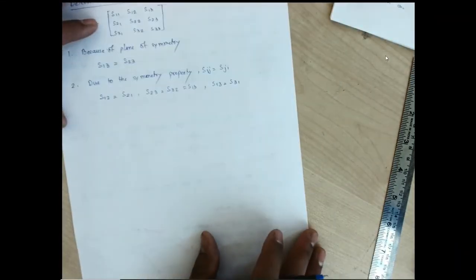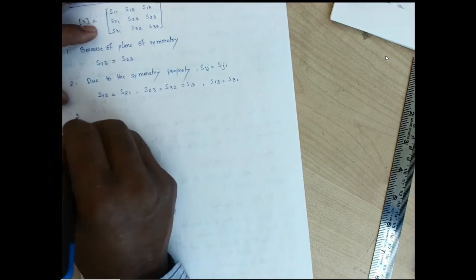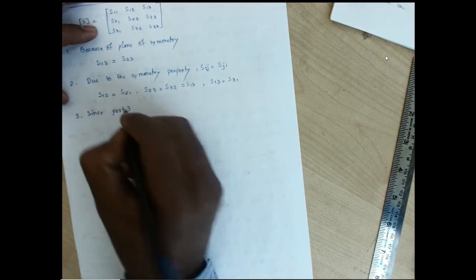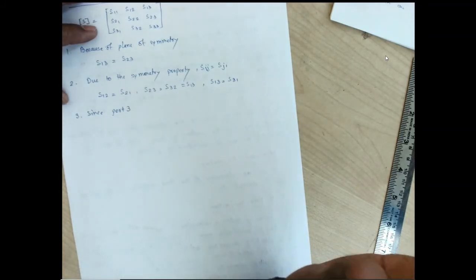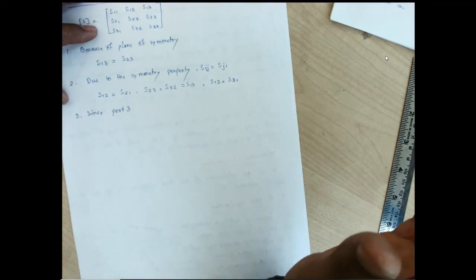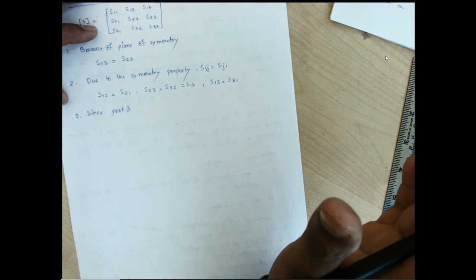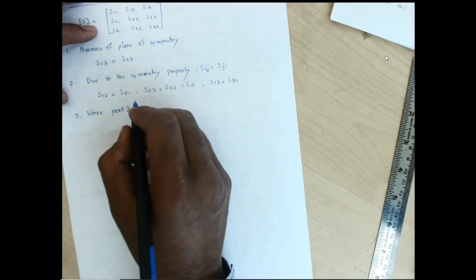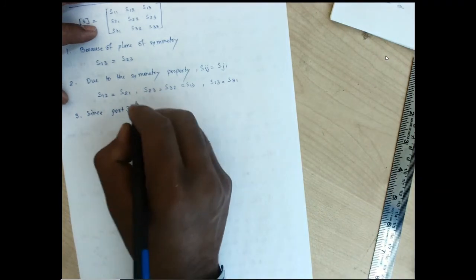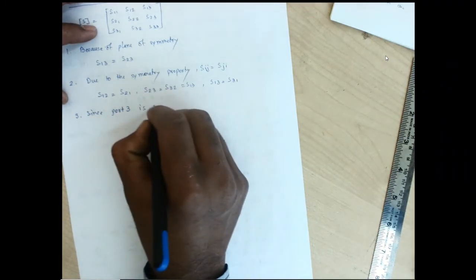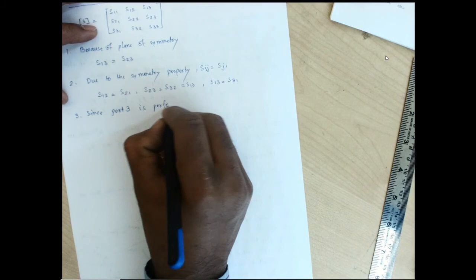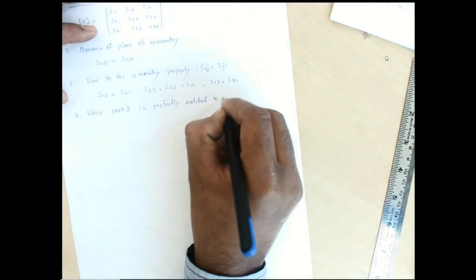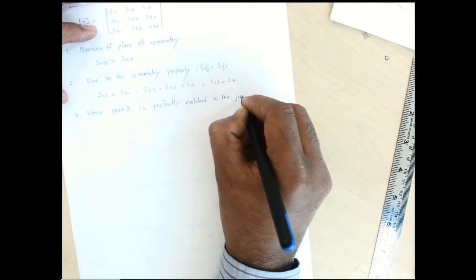So we can say, since port 3 has been taken like this, these arms, either this H arm or E arm, are perfectly matched to the source, or perfectly matched to the junction.